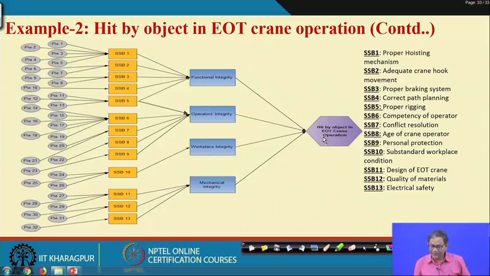So, our center event is hit by object in crane operation. What are the PSBs? PSB 1 is functional and operational integrity. And then PSB 2 is operator's integrity. Here, by operator's integrity, we are talking about the operator, supervisor and the riggers also. Then workplace integrity, the facility given for crane operation. Then mechanical integrity with reference to the load, hook and all those things. So, all those integrities are very important, PSB 3 and PSB 4. If these 4 are successful, then this will not occur.